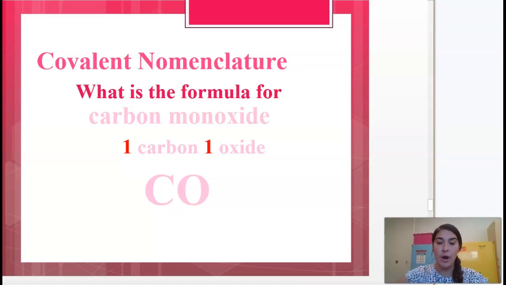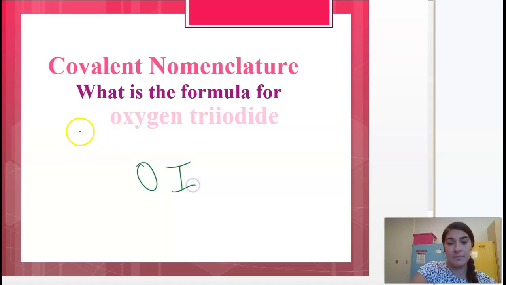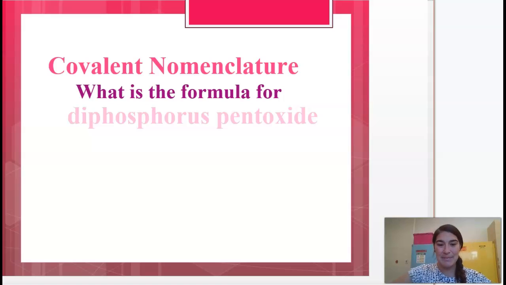So here we go. So carbon monoxide. So we've got carbon with no prefix is telling me 1. And then obviously mono is telling me 1. CO. So here's another example. Oxygen triiodide. So oxygen's first and iodide is second. No prefix means 1. Tri means 3. OI3. Okay. And then go ahead and submit for this one.